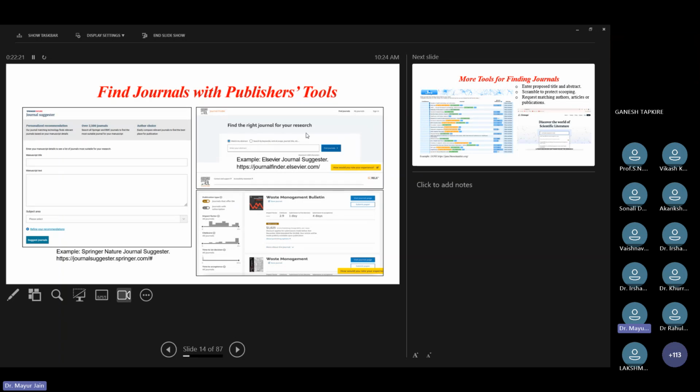Similarly, for Elsevier ScienceDirect, you can see there is a journal finder, and you just put in the abstract to match, or search by keyword. So there are both ways. If you put in the abstract and go for find journals, you will get at least 15 to 20 different journals in your domain, right? Again, as I said, that doesn't mean your paper will definitely go for peer review, but the chances are obviously higher compared to random selection of journals. So this is also a very important tool that you can use.